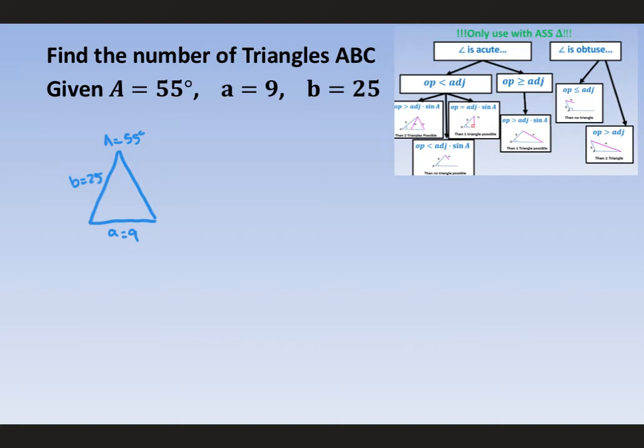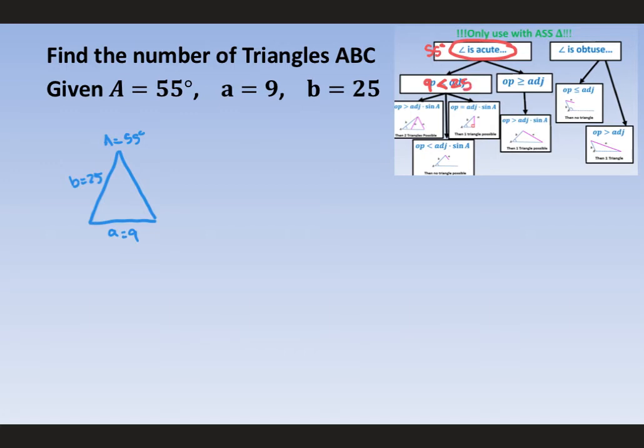So we'll start: A is acute. All right, so we've got 55 degrees. That's, I think, the same as last time. Our opposite side, a, is less than our adjacent side, b. So 9 is less than 25, so we're on this branch here.